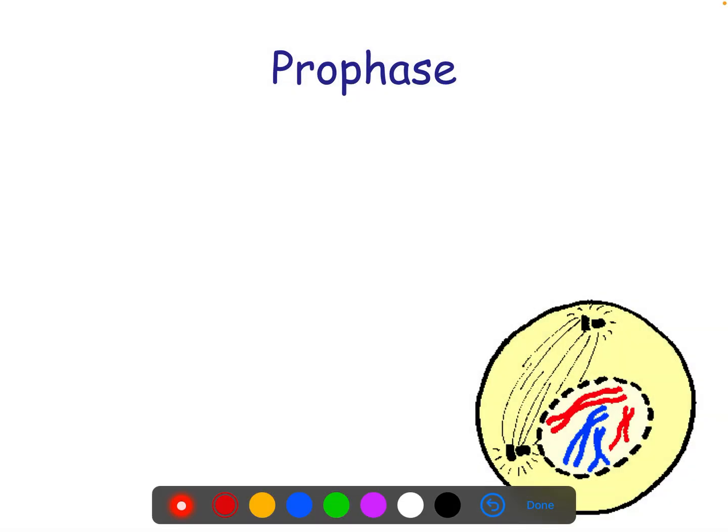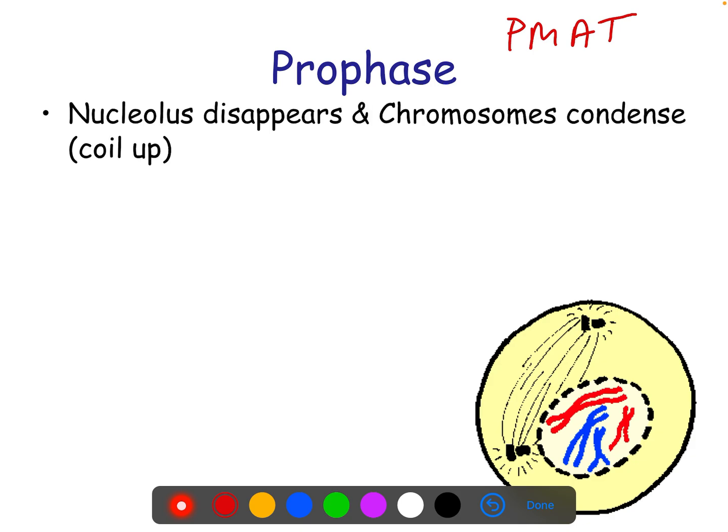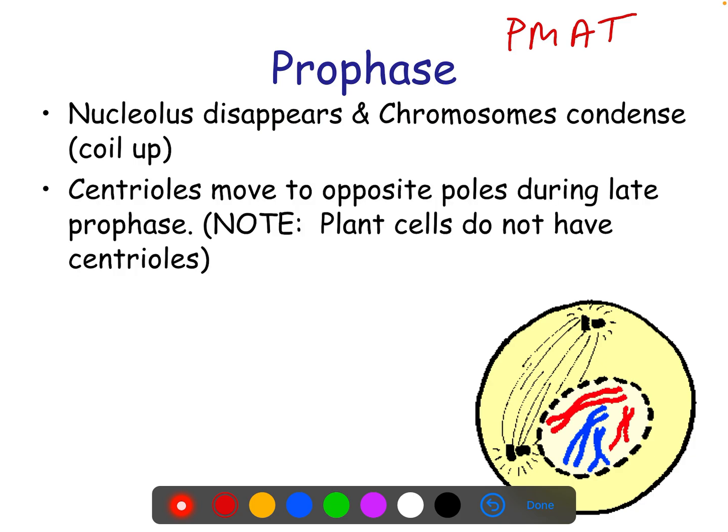So now let's look into the stages of mitosis itself. So we've gone through interphase, the DNA has been duplicated, all that stuff, and now we're going to be moving into actually the first part of mitosis. And you can remember the mitosis stages by just thinking of this PMAT, which stands for prophase, metaphase, anaphase, and telophase. So the first stage of mitosis is prophase. In prophase, the nucleolus will disappear, chromosomes will condense, which means they'll coil up and kind of take on that distinct shape we think of when we think of a chromosome.